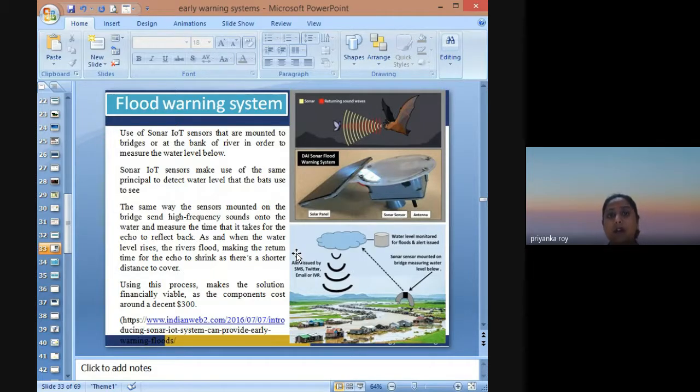Using sonar, we can set up a flood warning system. Sonar mounted on the bridges can transmit high frequency sounds to the satellite or our water monitoring board, and then it can be recorded and issued again as a warning through various tools of disseminating the information. Okay.